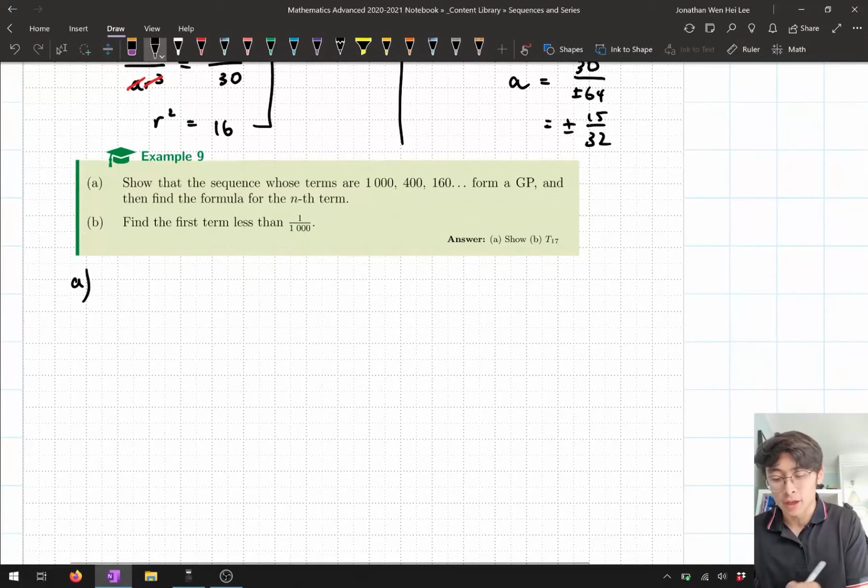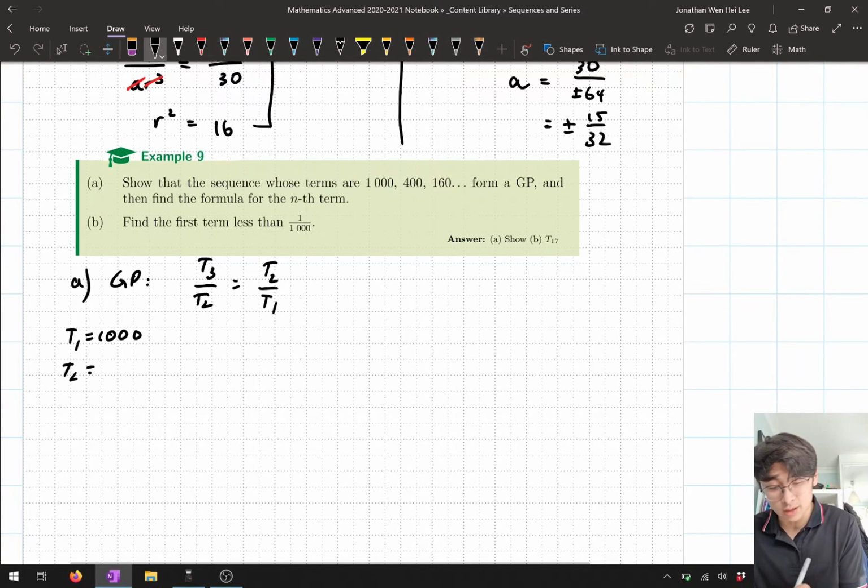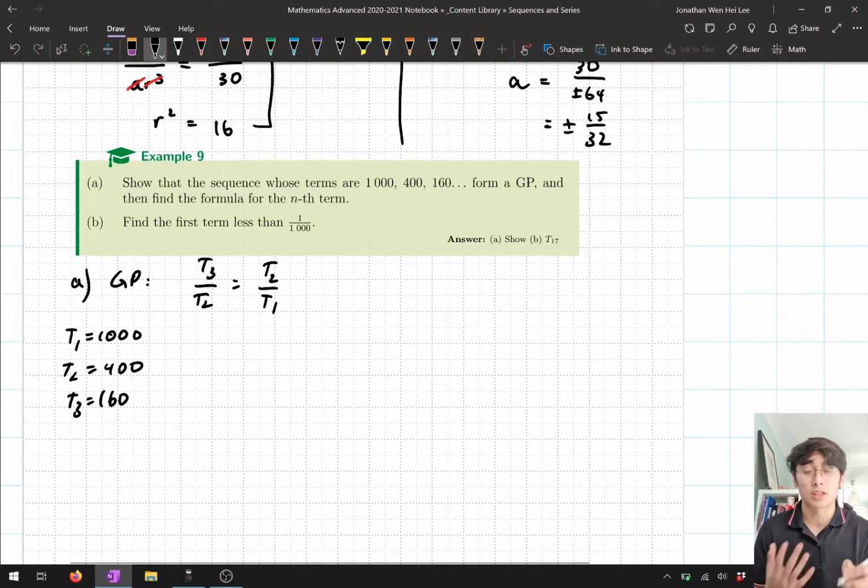Example 9. A. Show that the sequence whose terms are 1,000, 400 and 160 form a GP and find the formula for the nth term. Okay, like we looked at in the previous section, the condition for a GP is T3 over T2 is equal to T2 over T1. So let's have a look at this progression. T1 is equal to 1,000, T2 is equal to 400, and T3 is equal to 160. So all I need to do is sub these values into this formula.